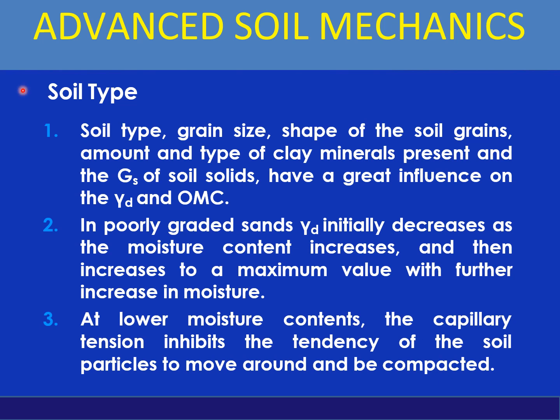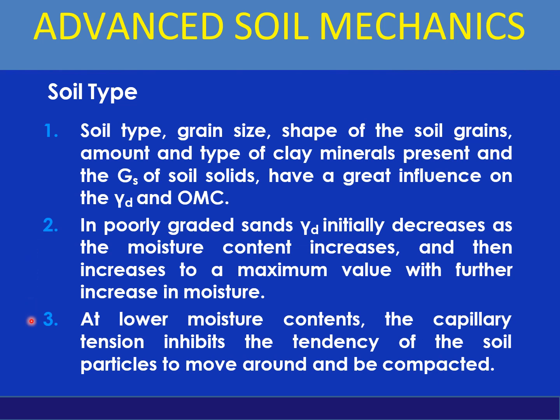Well, the soil type: grain size, shape of soil grains, amount and type of clay mineral present, and the G sub s of soil solids have a great influence on the gamma d and the optimum moisture content. In poorly graded sands, gamma d initially decreases as the moisture content increases, and then increases to a maximum value with further increase in moisture.